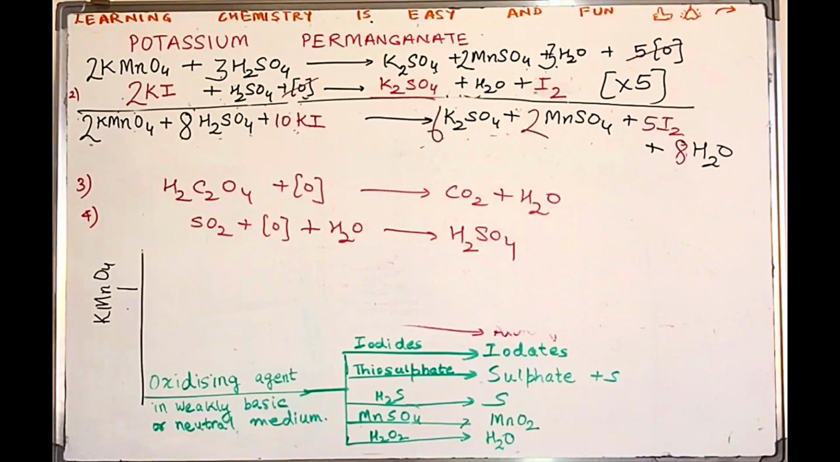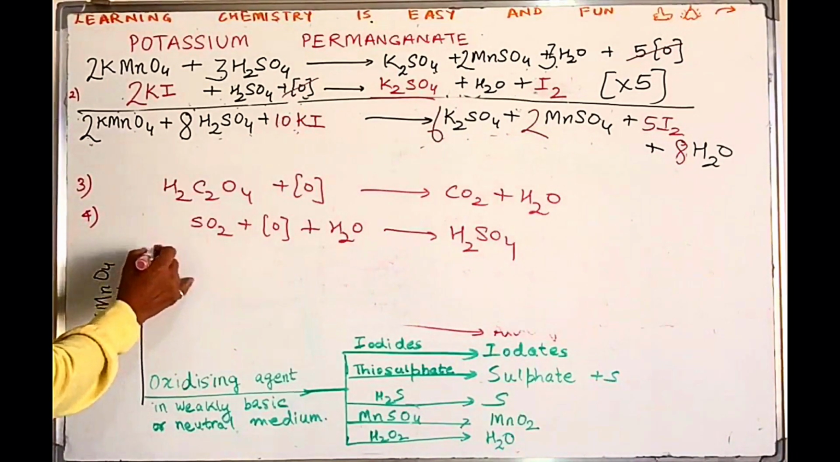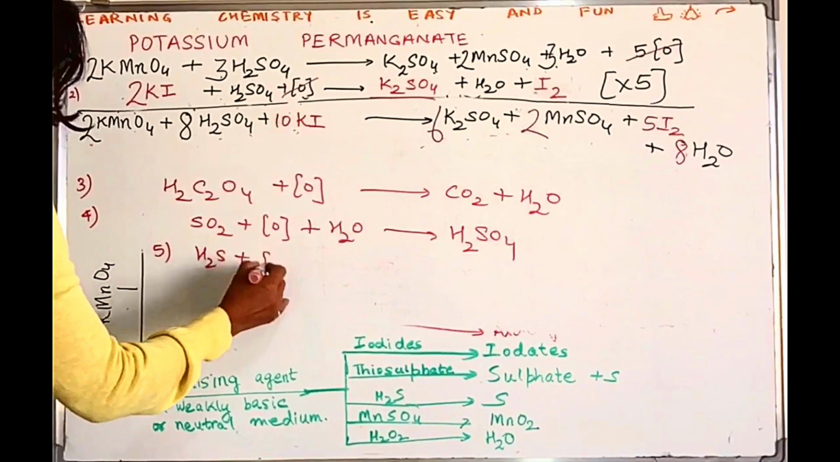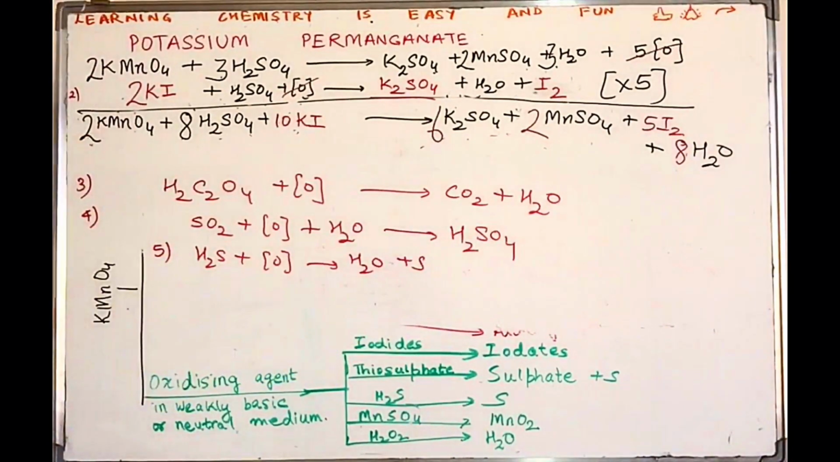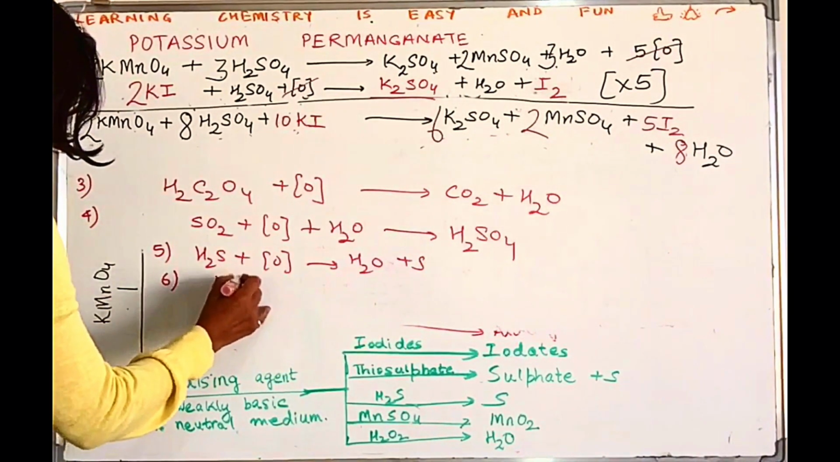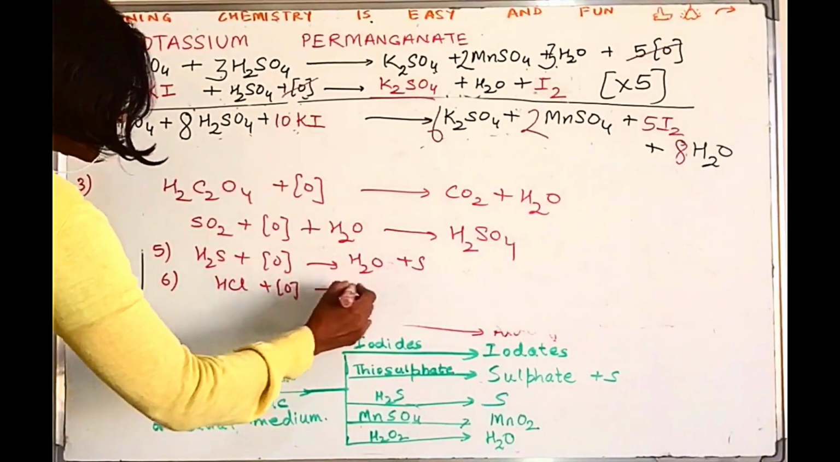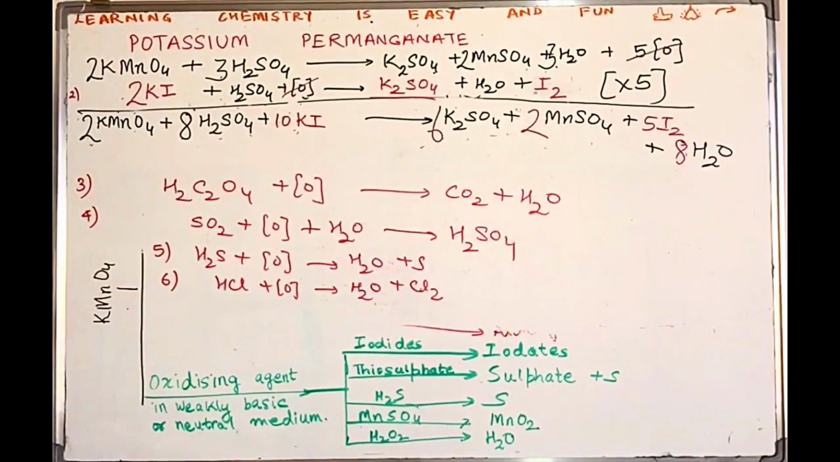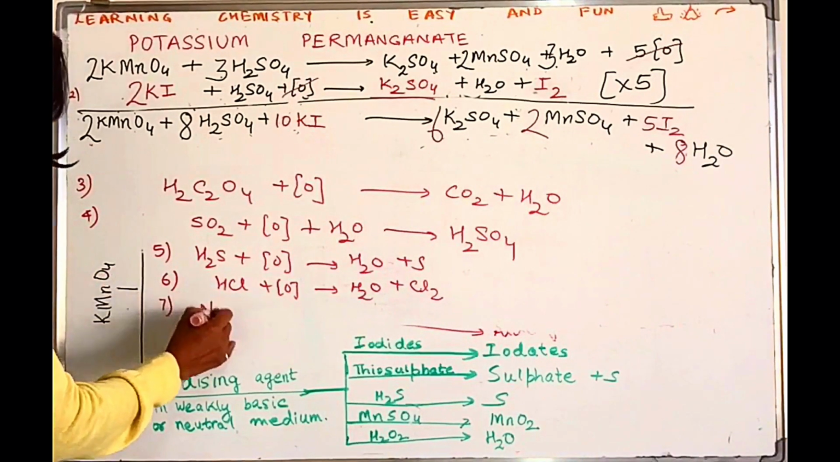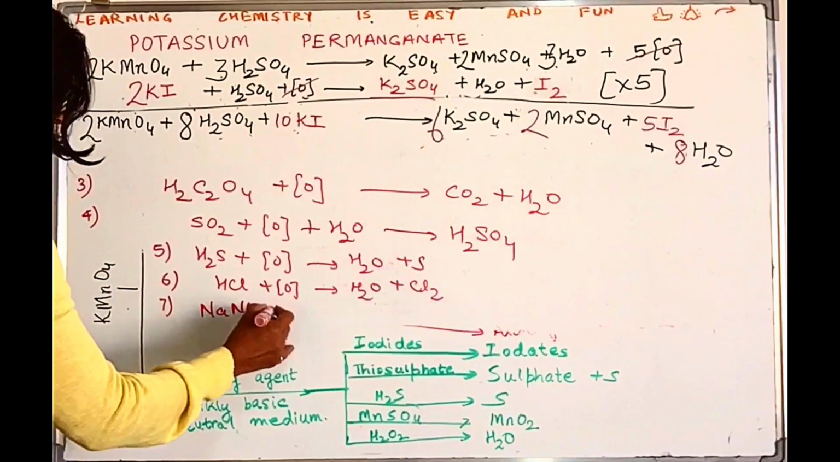Then was H2S to sulfur, that is easy. So because you know it from your, so water plus sulfur, yes, this is the same as potassium dichromate. Then it was HCl to chlorine or hydrogen halides. So it was HCl plus nascent oxygen gives you H2O plus Cl2. You can also take HBr or HI, anything over here. Then NaNO2 to NaNO3. You want me to write that down? It's pretty simple, right? NaNO2 plus nascent oxygen.